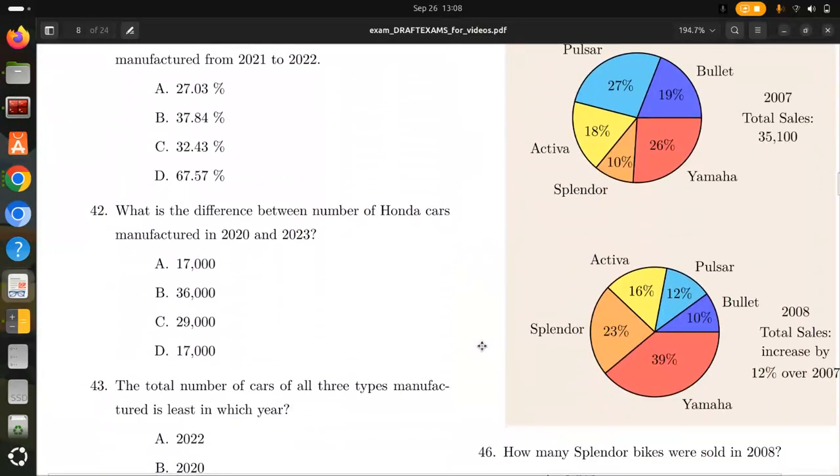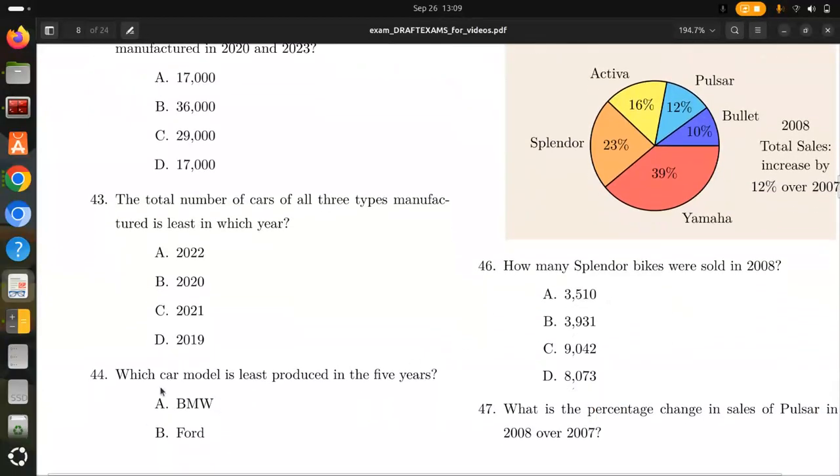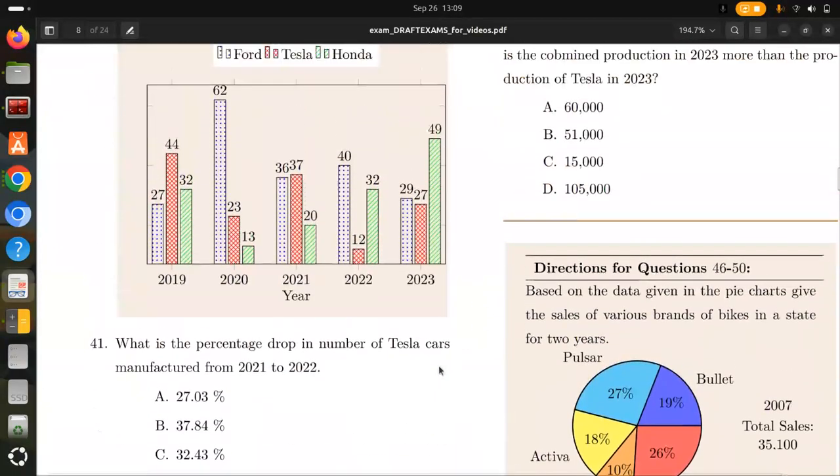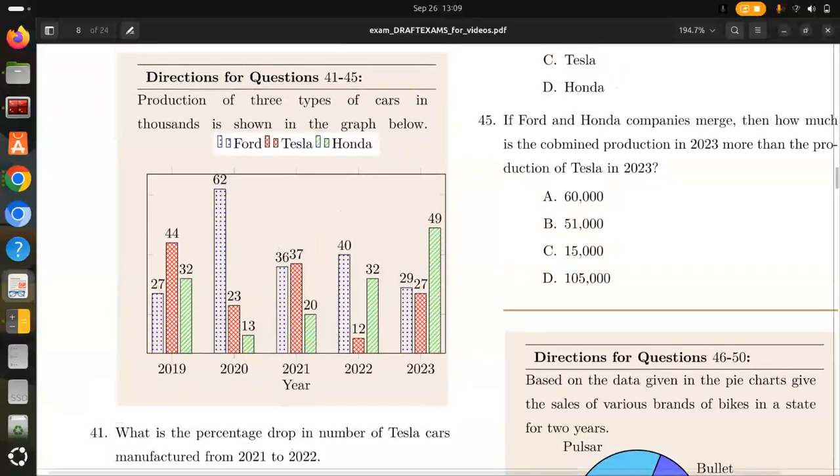See, again, refer to the question number 44. Which car model is least produced? So visually I can tell the answer is between Tesla and Honda. Even in Tesla and Honda, the red one and green one, we cannot cancel out. Otherwise, let's simply add. So all Tesla I will add.